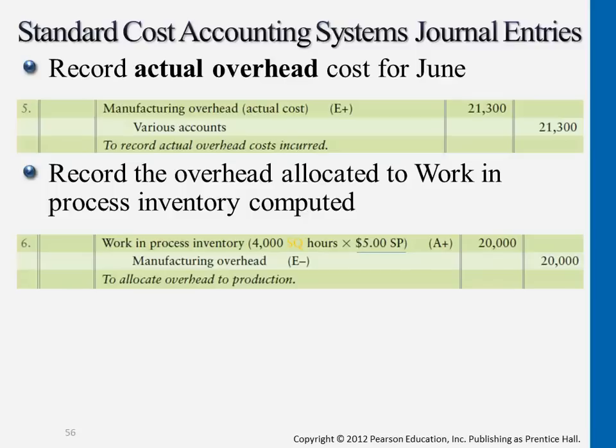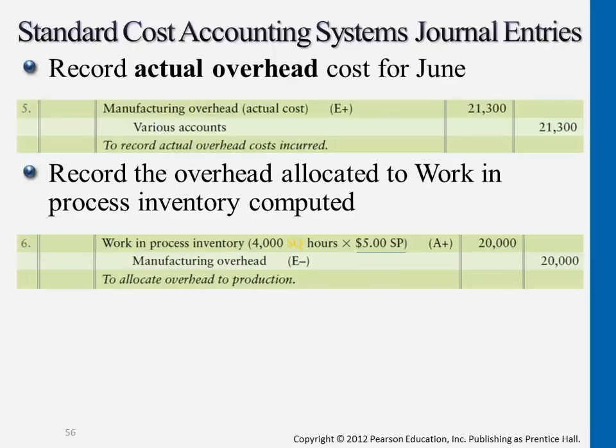Right, so what is number 6? Number 6, work in process is debited, manufacturing overhead credited. That's actually as the jobs occur: when we assign materials to work in process, we assign labor to work in process, this is assigning manufacturing overhead to work in process. So this standard hours, 4,000 hours times the standard price, was the original budgeted part, 20,000. And the upper part is the actual cost that occurred, which you know at year end.